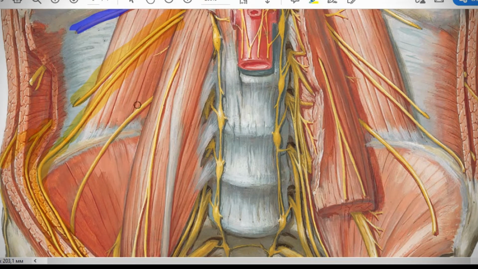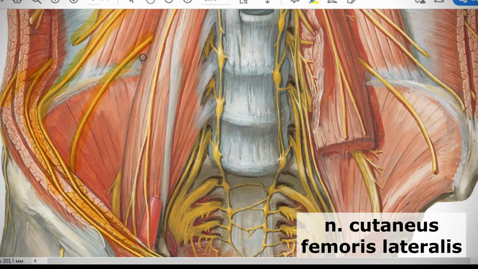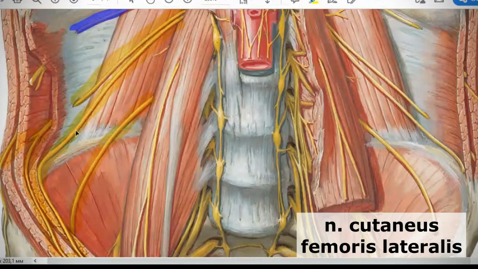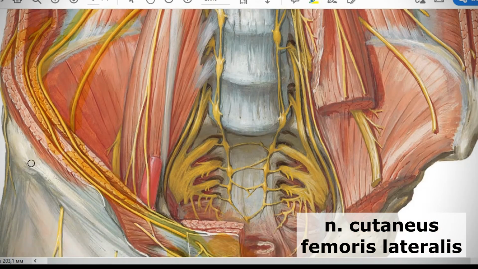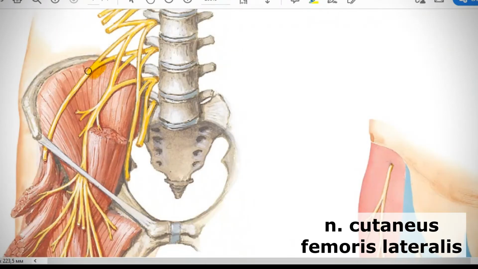The third nerve that comes from under the lateral margin of psoas major is nervus cutaneus femoris lateralis, the lateral cutaneous nerve of your thigh. As you can see, it also has a direction parallel to your ilioinguinal nerve, and it goes to spina iliaca anterior superior, the anterior superior iliac spine here, and then it goes under your inguinal ligaments.